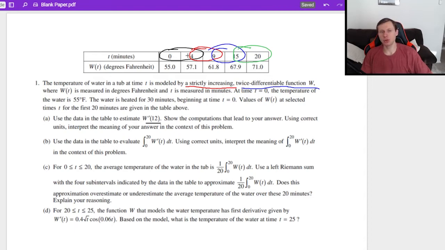And you have to use one of the two values for each circle I made. And since it's the left Riemann sum, I'm going to use the left value. So the black is going to use 55, the red is going to use 57.1, the blue is going to use the 61.8, the green is going to use the 67.9, and the 71.0 gets ignored. If we were doing a right Riemann sum, then we would include the 71.0.